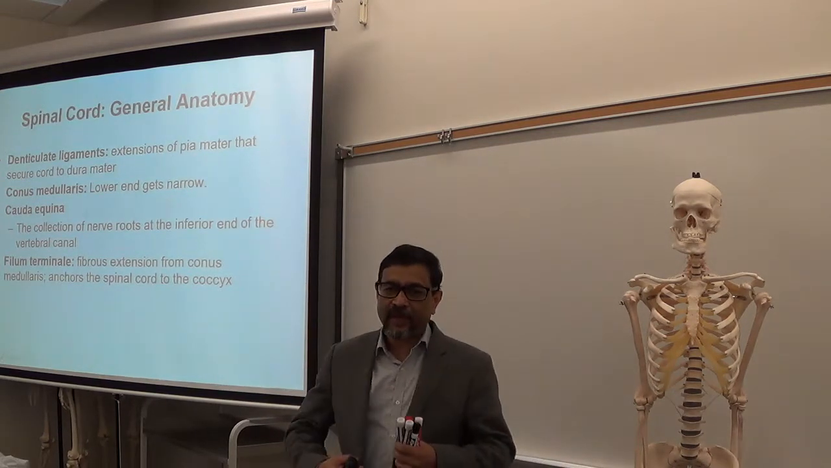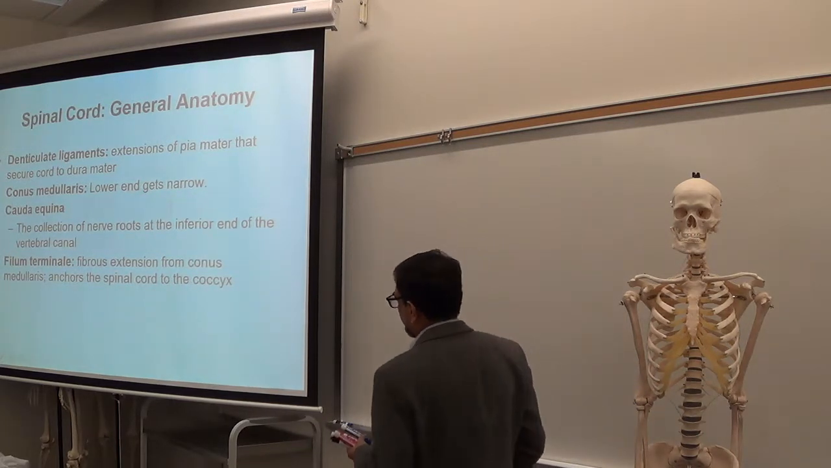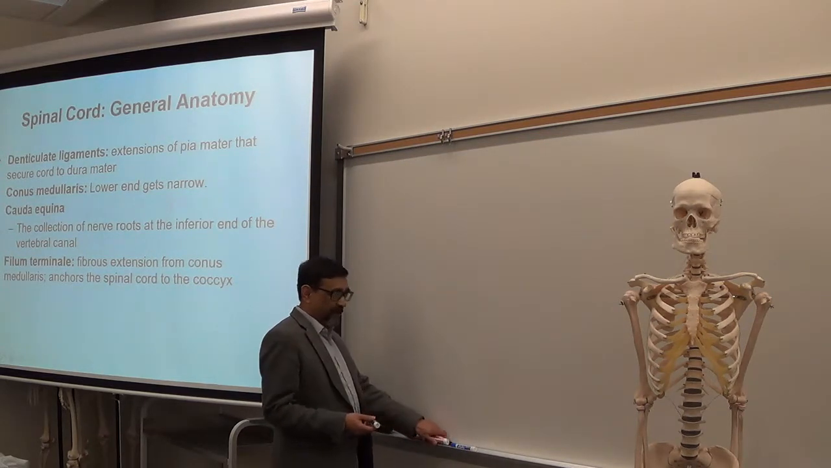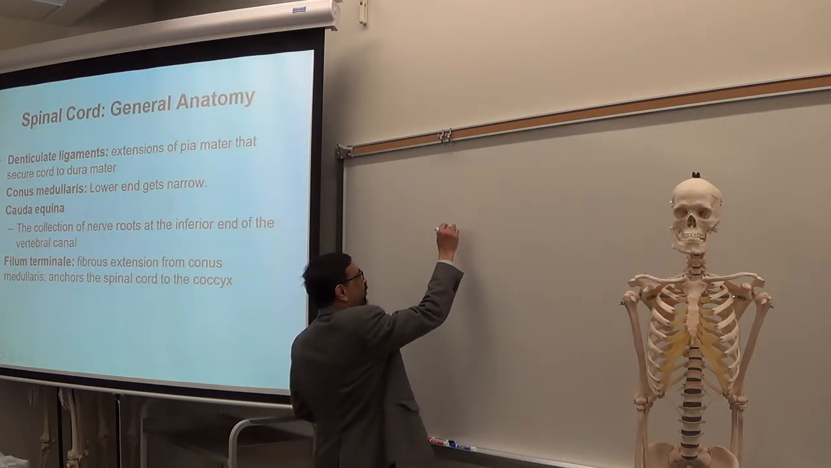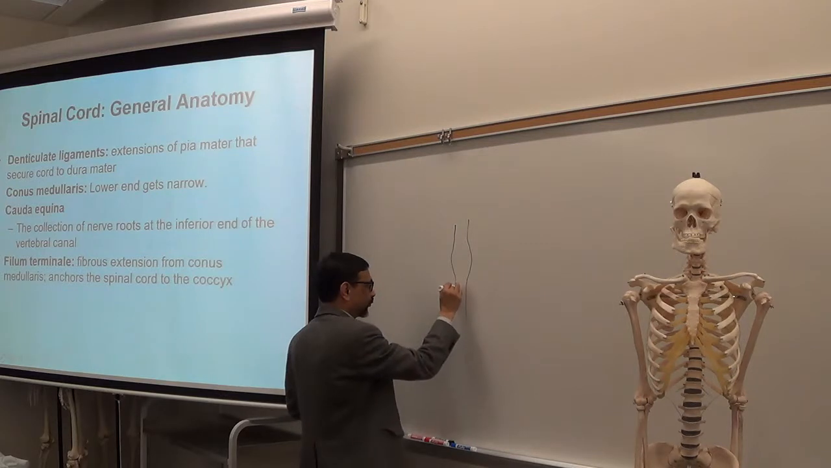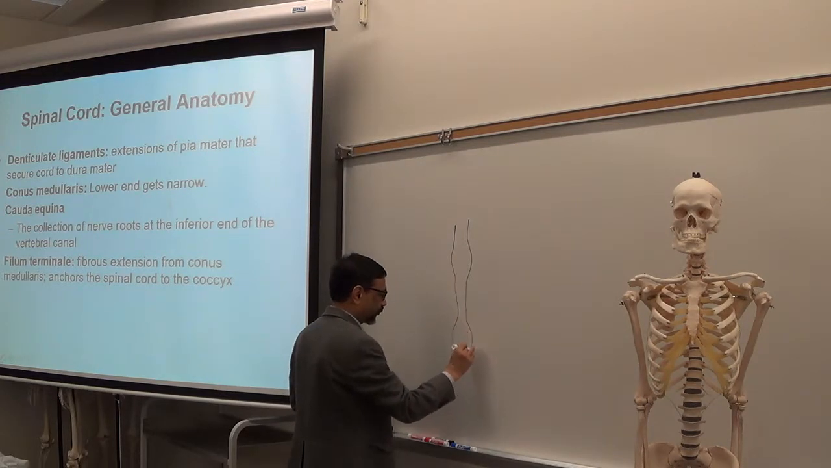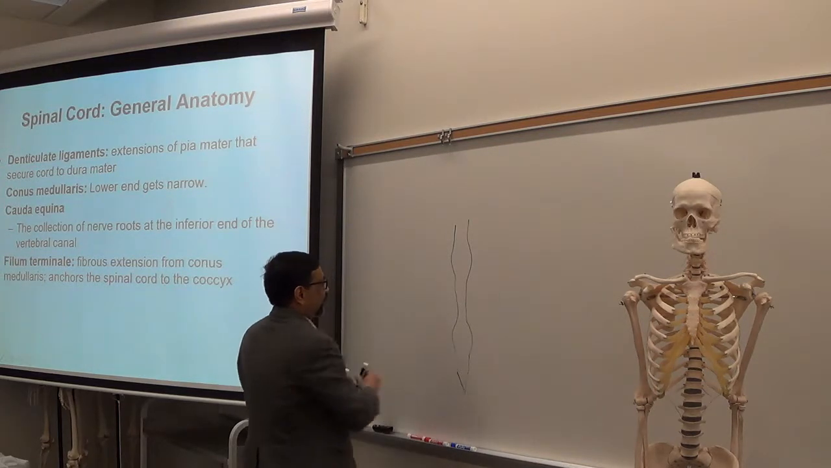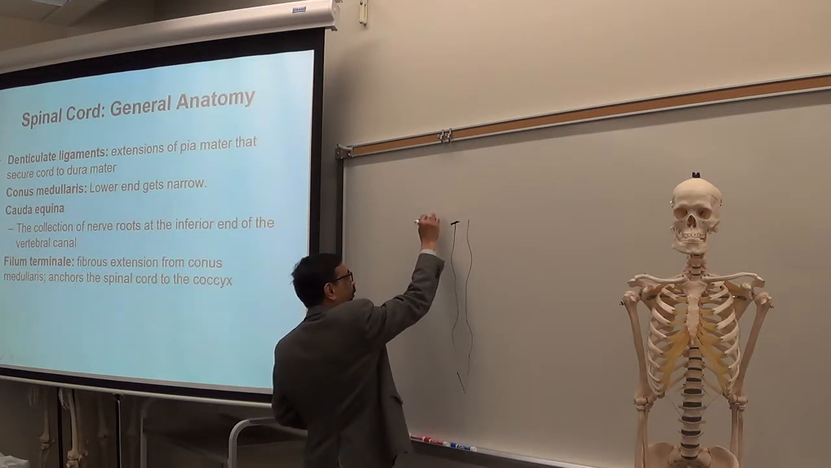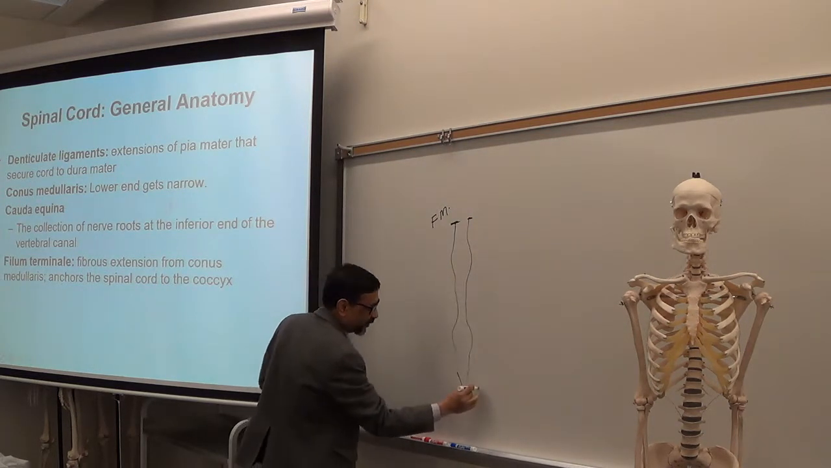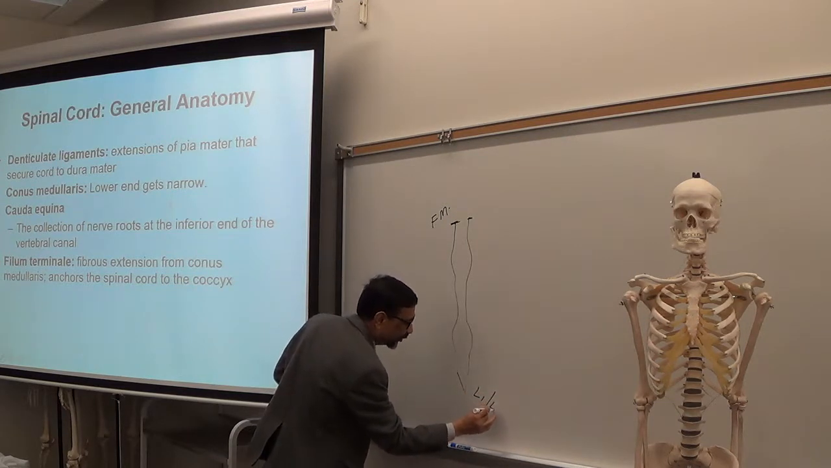Anatomy of the spinal cord. If you see the spinal cord from outside, what are the external features you see? You have foramen magnum here. The upper end of the spinal cord is here, and the lower end is at lumbar 1 or lumbar 2 vertebrae.